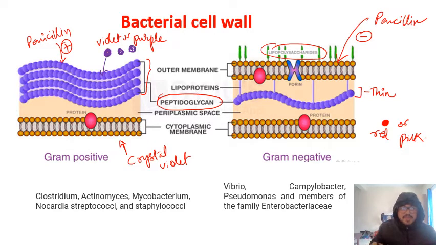Examples of gram positive bacteria are clostridium, actinomyces, mycobacterium, nocardia, streptococci, staphylococci. Examples of gram negative bacteria are vibrio, campylobacter, pseudomonas, and members of the family Enterobacteriaceae. Okay, let's move on to the next slide.